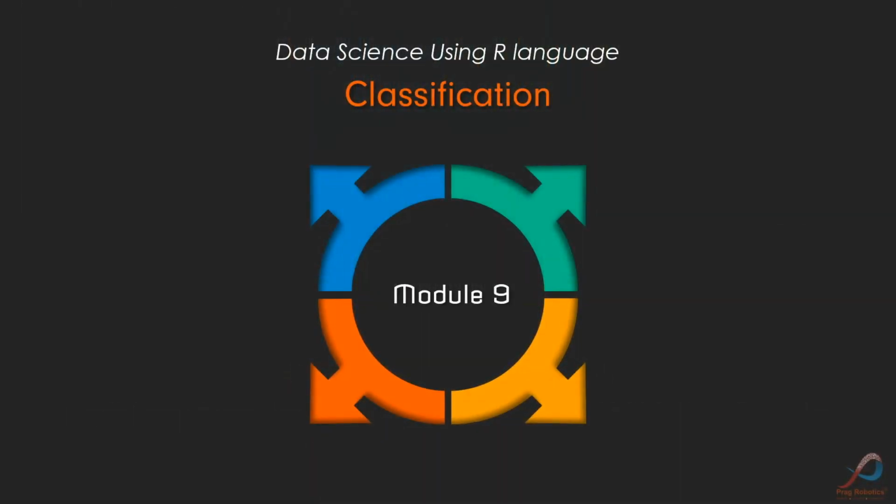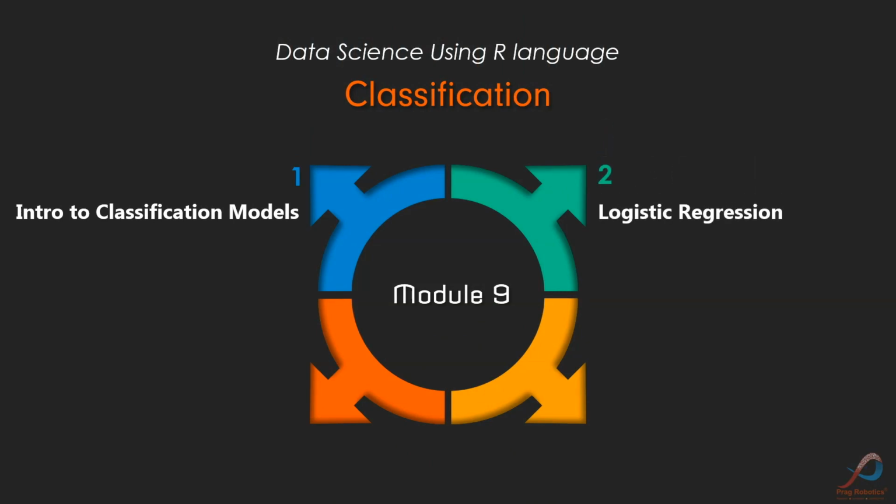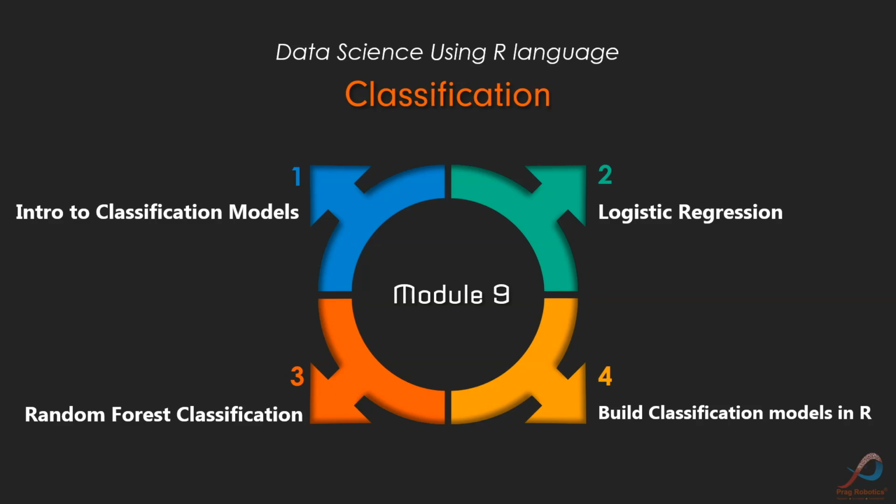The next module deals with classification models. During this module, we will work on what is classification and how is it used in data science. We will work on logistic regression and random forest regression. After that, we will build our classification models in R.